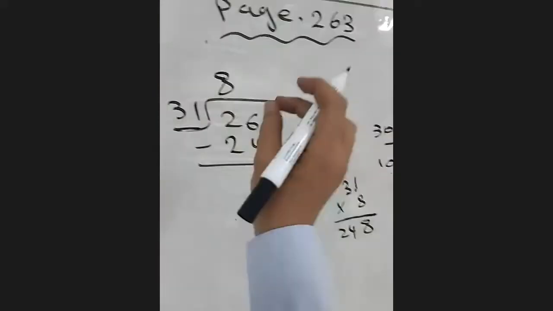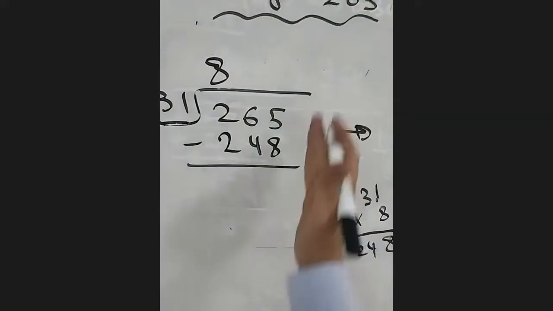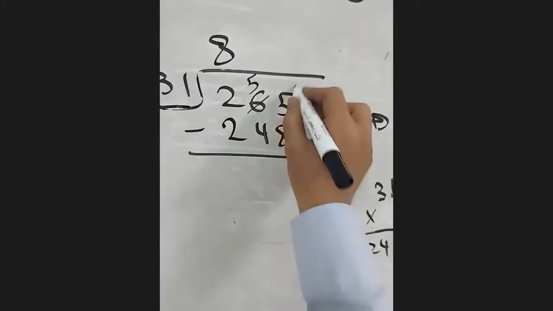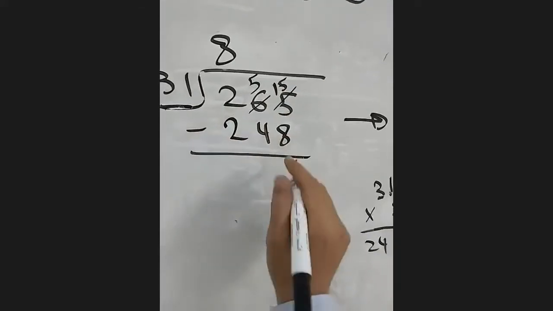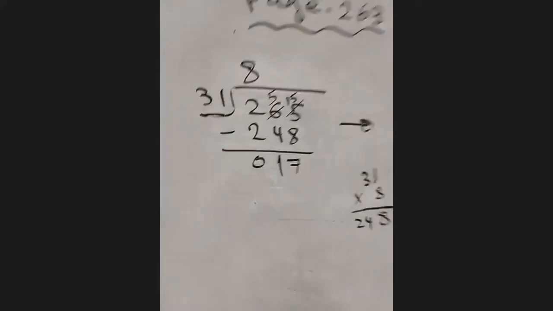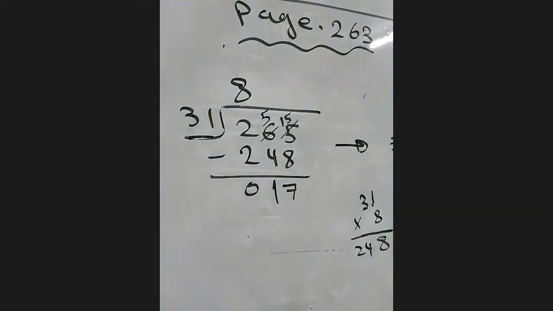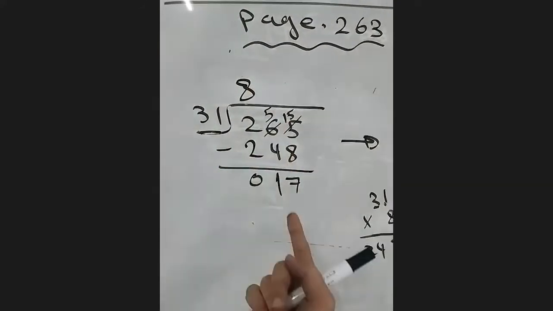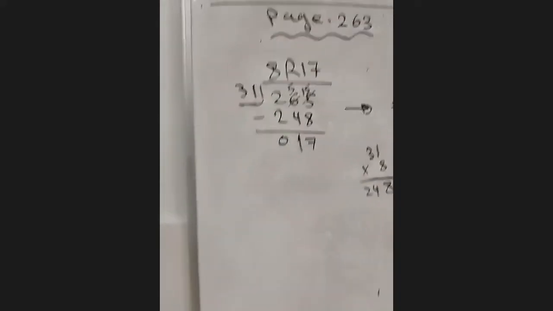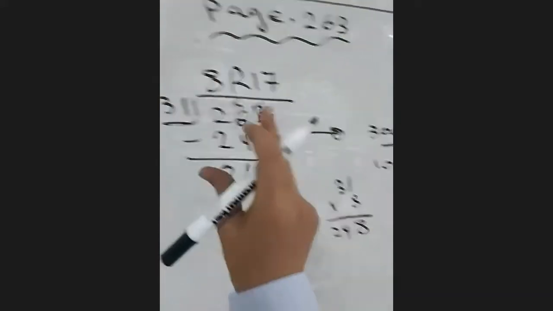The first step, guys, is important: find the first number in the quotient. Now let's subtract. 5 minus 8, we always start from the right. 5 minus 8, we cannot, so we take 1 from the 6. This will be 5 and this will be 15. Now 15 minus 8 is 7. 5 minus 4 is 1. 2 minus 2 is 0. Now, the answer of the subtraction is less than 31, so my 8 is correct. Do we finish? Yes. So what's the answer? The answer is 8 with remainder 17.